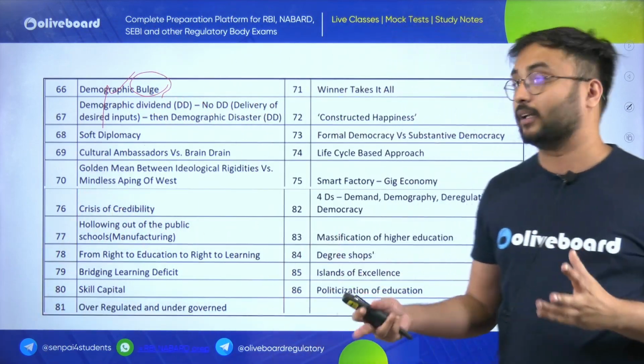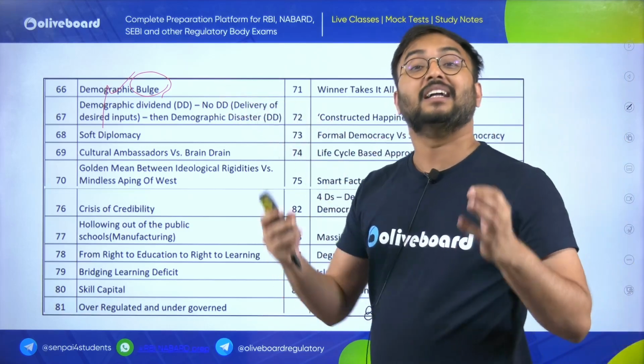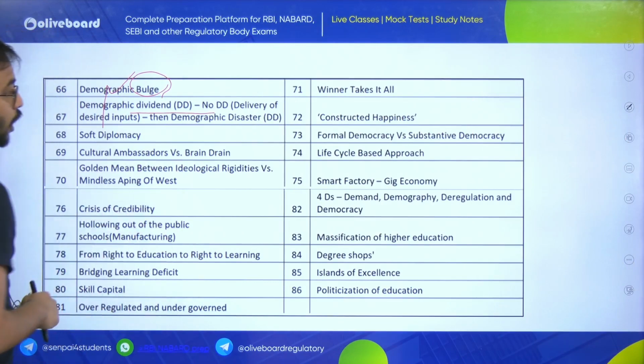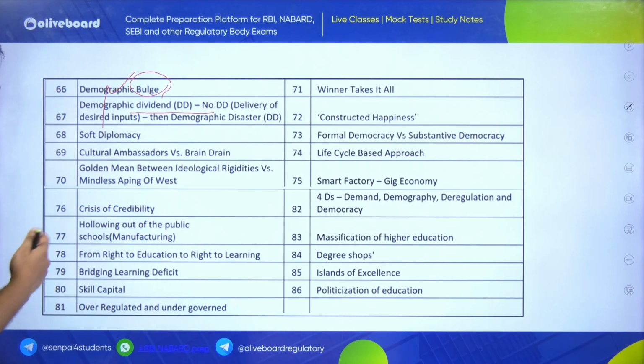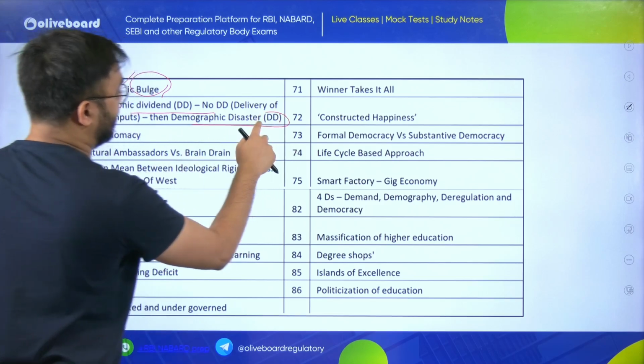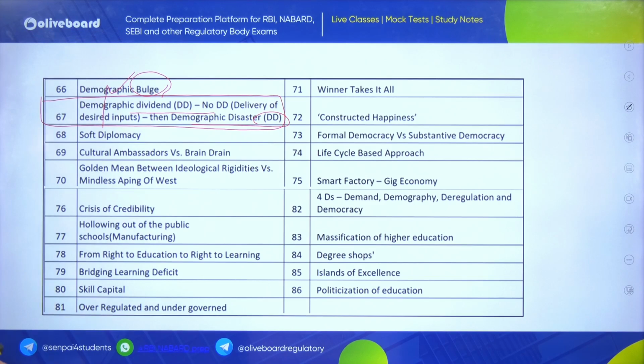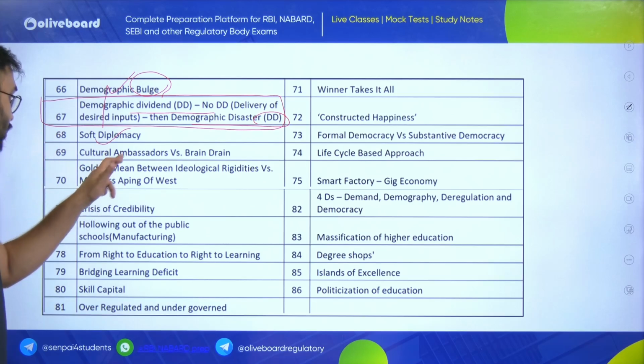For example, in Japan, there is a demographic bulge of dependent population. Next, demographic dividend. No dividend, that is delivery of desired inputs. Then demographic disaster. Whenever a demographic dividend question comes, write this particular line. Very beautiful. Soft diplomacy, again associated with international relations.